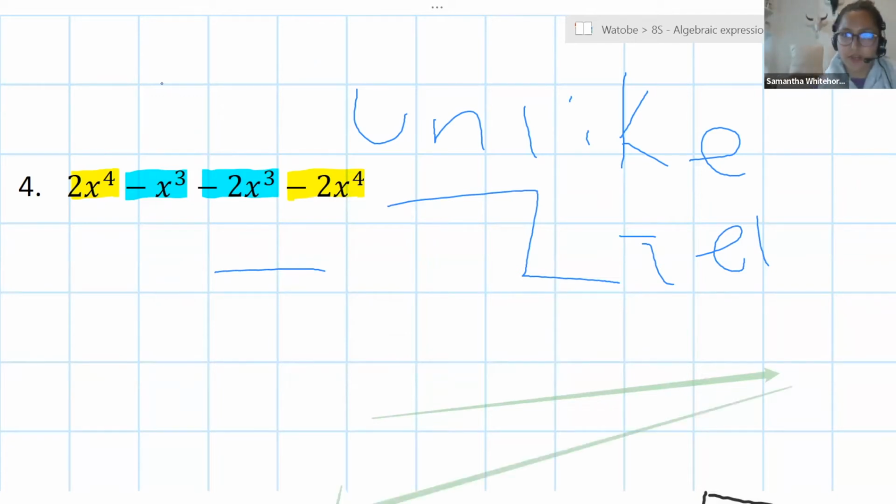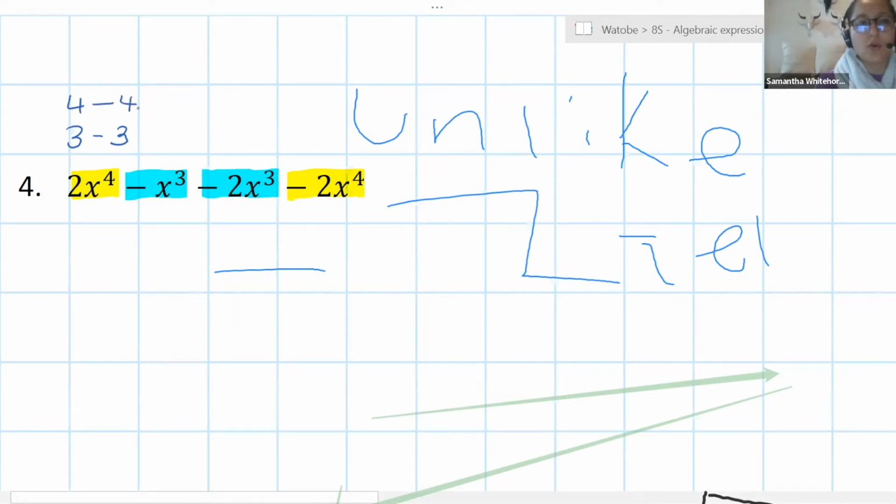Okay, it is a bit of a tricky one, so let's have a look. So we've got our like terms here, and now we need to add and subtract. So if I just start with the 2x to the power 4 minus 2x to the power 4. If we take a step back, anytime I subtract something from itself, so 3 minus 3 or 4 minus 4, we know that we always end up with 0. If I take something away from itself, I end up with nothing. So 2x to the power 4 minus 2x to the power 4 actually just fall away. They end up being 0 because I'm subtracting the same thing from itself.